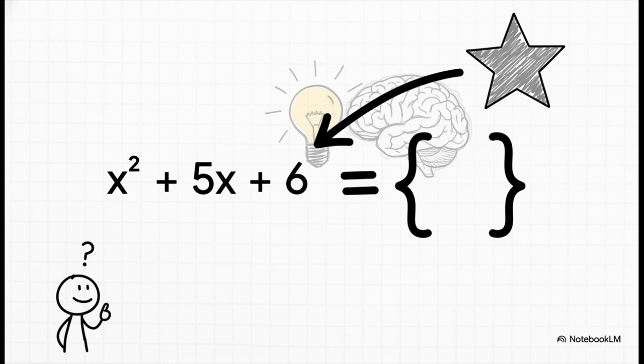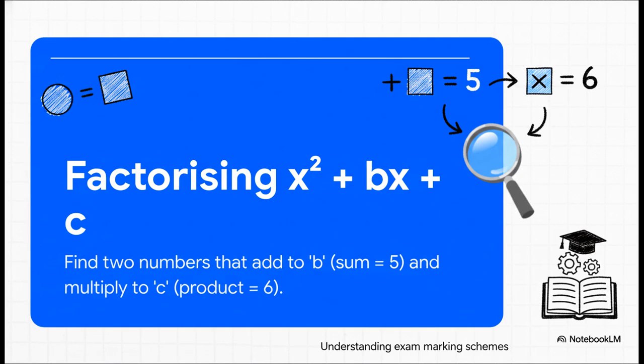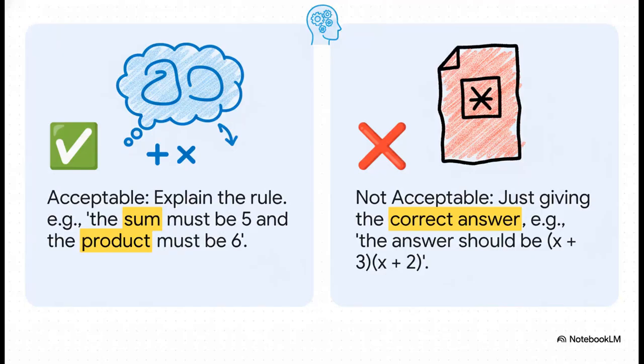Now pay attention here. It's not about you giving the right answer. It's about you explaining the fundamental rule that got broken. This right here, this is the golden rule for factorizing these kinds of quadratics. It's like a little puzzle, really. You're hunting for 2 numbers, A and B, that do 2 things at once. They have to add up to that middle number, the 5, and they have to multiply to make that last number, the 6.